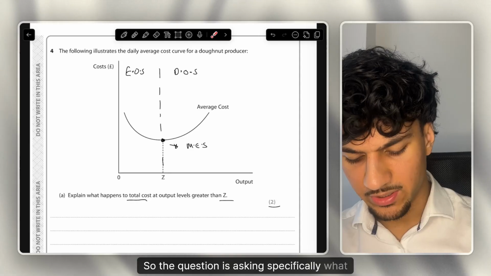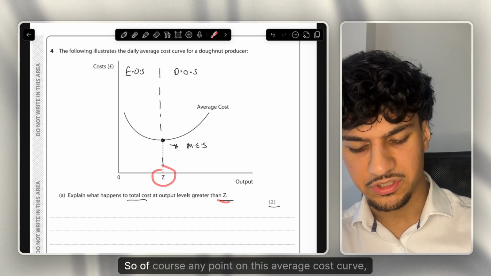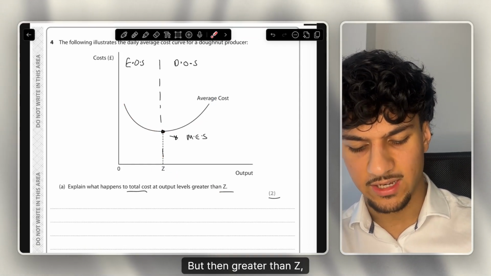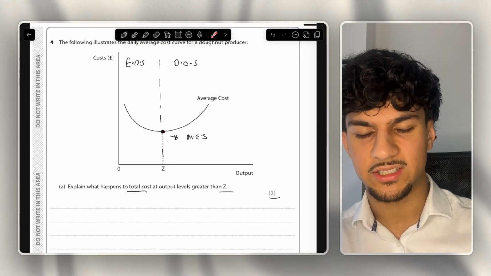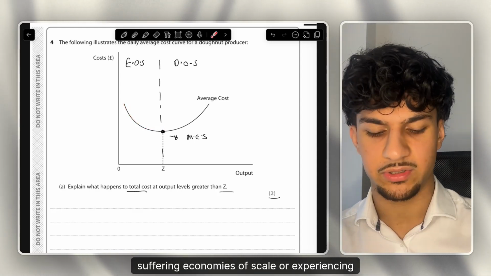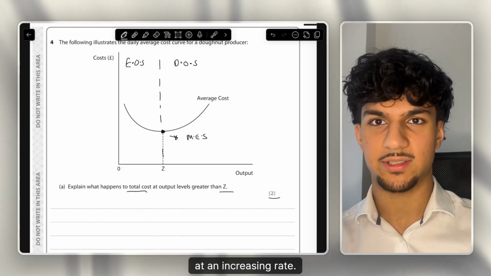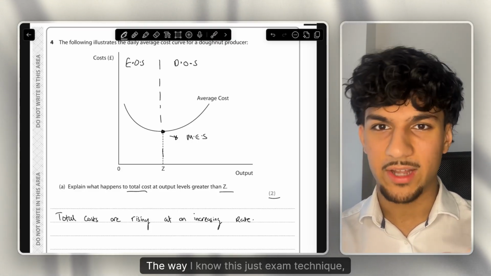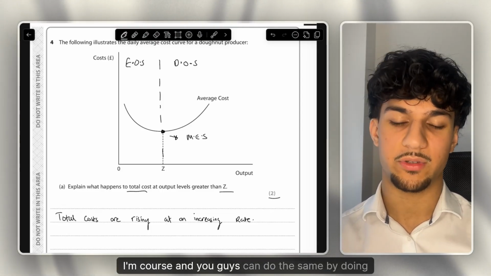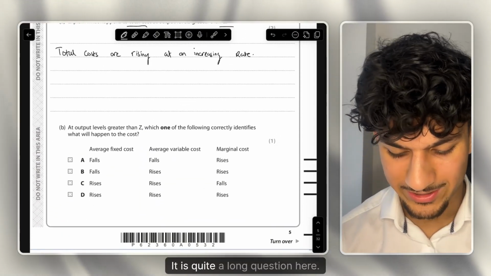So the question is asking specifically, what happens to total costs when output levels are greater than Z? Of course, at any point on this average cost curve, total costs are rising. But then, greater than Z, what is happening? It means average cost is rising at a faster rate compared to if we were experiencing economies of scale. So the way I'd word it is total costs are rising at an increasing rate. And this is an absolute classic exam question. The way I know this is just exam technique, from doing so many past papers and questions over the years, and you guys can do the same by doing all the past papers for your spec. But let's keep going. So at output levels greater than Z, it looks like quite a long question here.